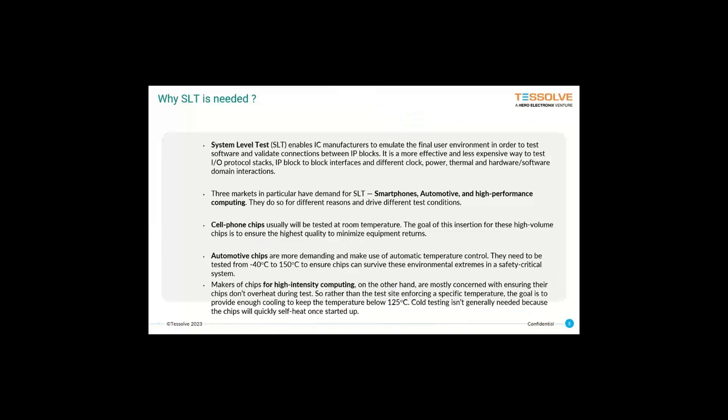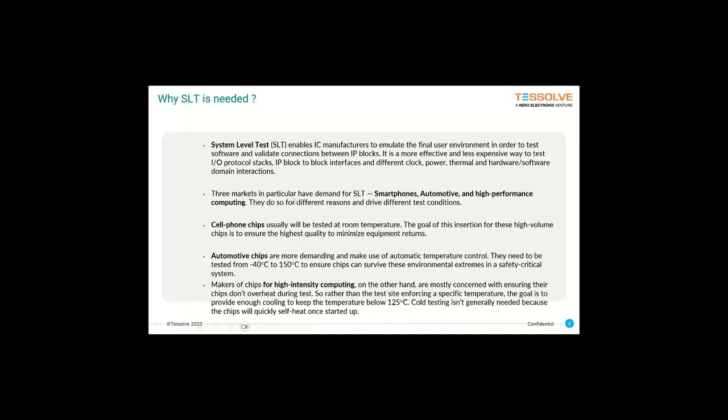Okay, I will take you through the basics of SLT, what SLT is, why it is required, and also the importance of SLT. I'll also touch on why it is important in automotive.